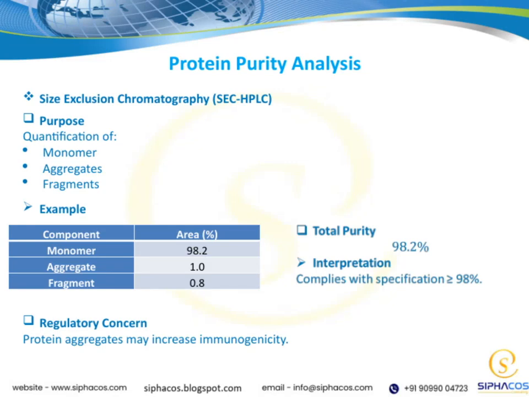One key regulatory concern is that protein aggregates can increase immunogenicity, which means they might trigger unwanted immune responses. To monitor this, we analyze the protein purity by measuring the amounts of monomers, aggregates, and fragments. Using a technique called size exclusion chromatography, or SEC-HPLC, we can accurately quantify each component. For example, in this analysis, monomers make up the vast majority, around 98%, while aggregates and fragments are kept to a minimum. This helps ensure the safety and effectiveness of the protein product.